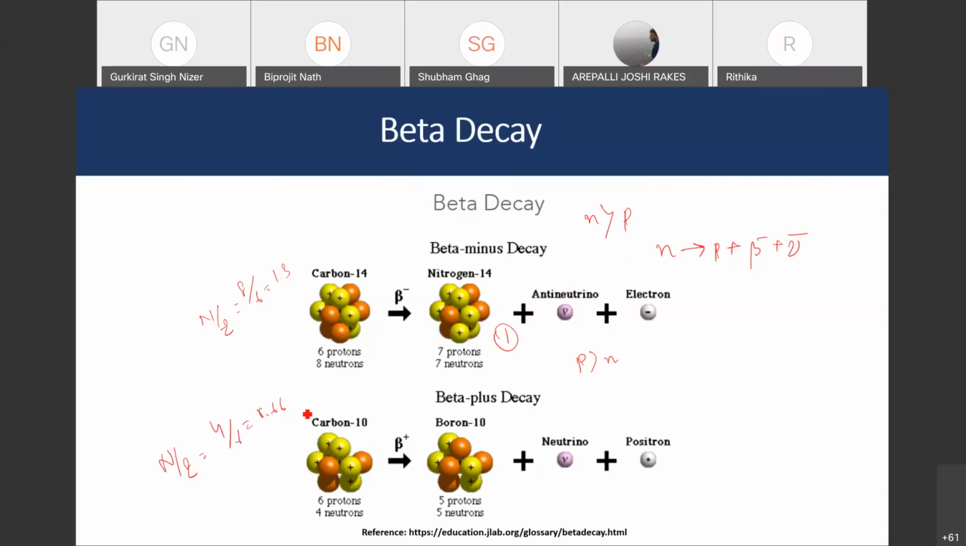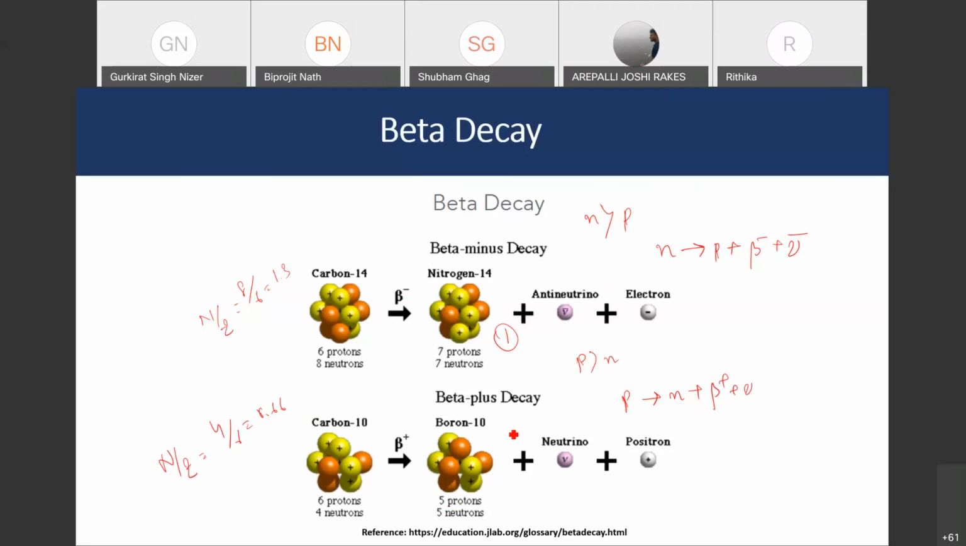So what it does is convert a proton to a neutron, and along with it emits a positron and a neutrino. And that's the daughter nucleus, which has 5 protons and 5 neutrons. That's more stable, and a positron and a neutrino are released. So that's all about beta plus decay, or positron decay.